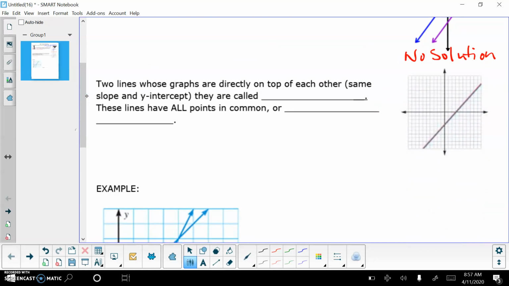Okay. This next one, it actually looks like there's just one, but there's actually two lines there. And if you read the description, it says two lines whose graphs are directly on top of each other. Everything's the same. They have the same slope. They have the same y-intercept. These are called collinear.